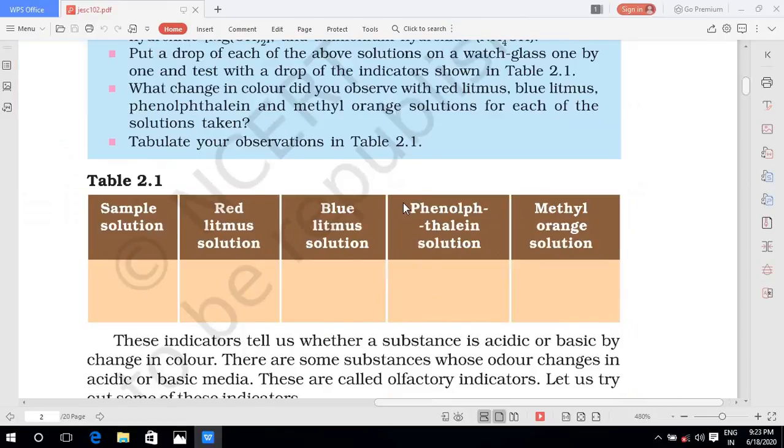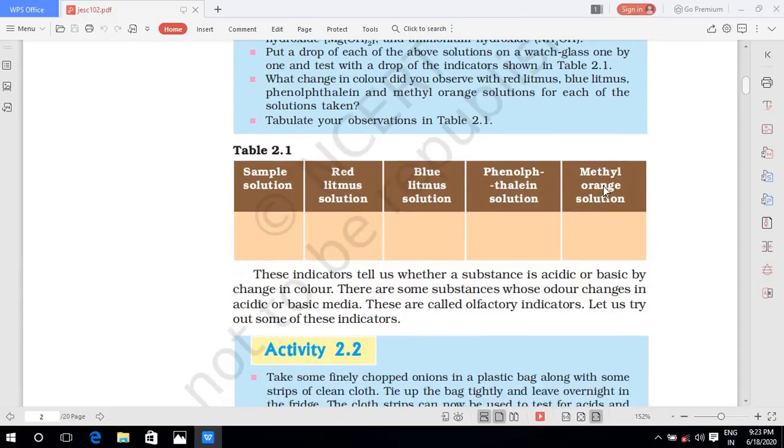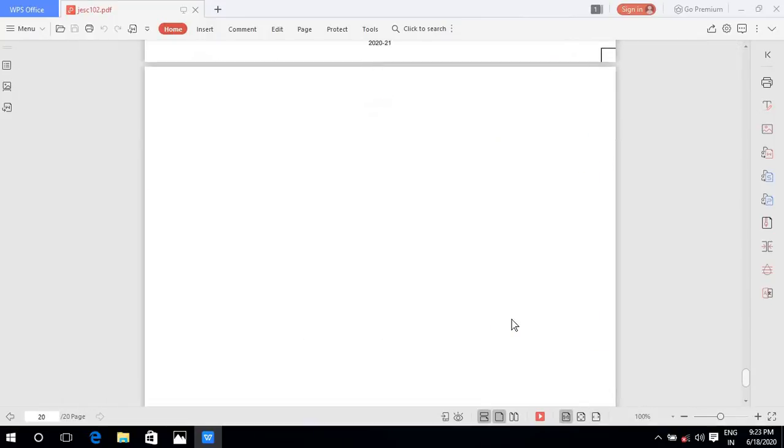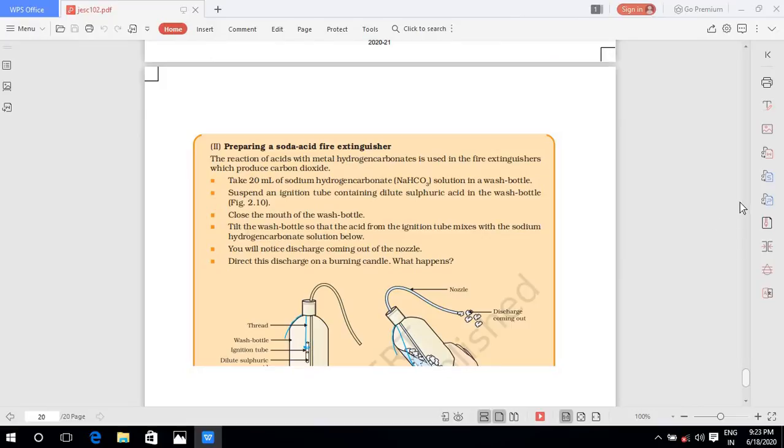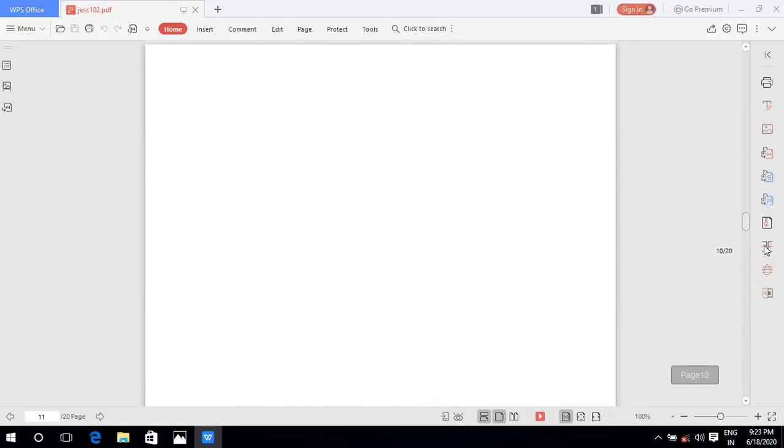This test is determined based on the observable color change, and that's not the only case. The next test is the odor test, the smell test. The smell test, we call it odor test or olfactory test.